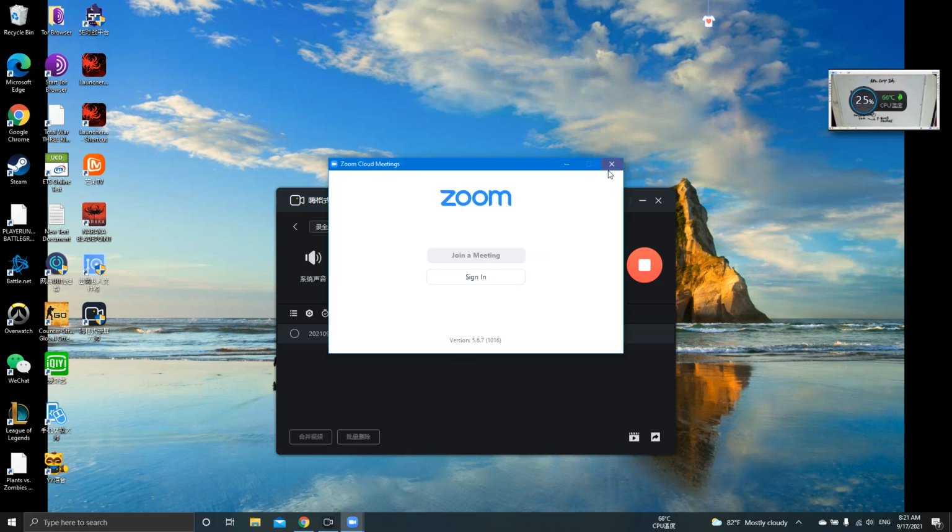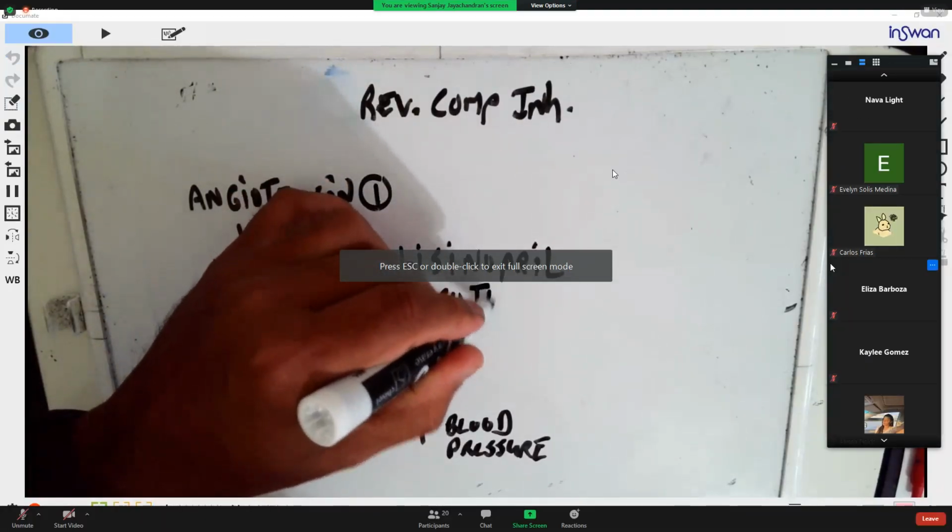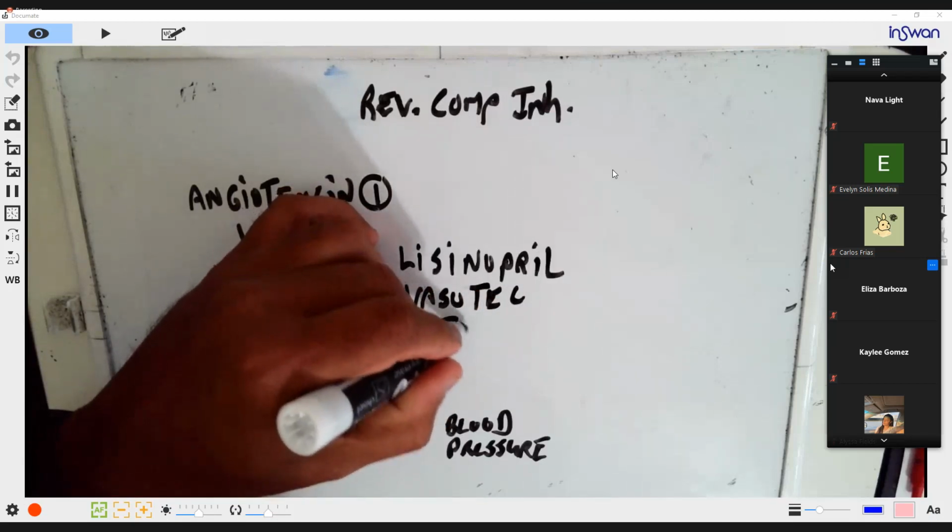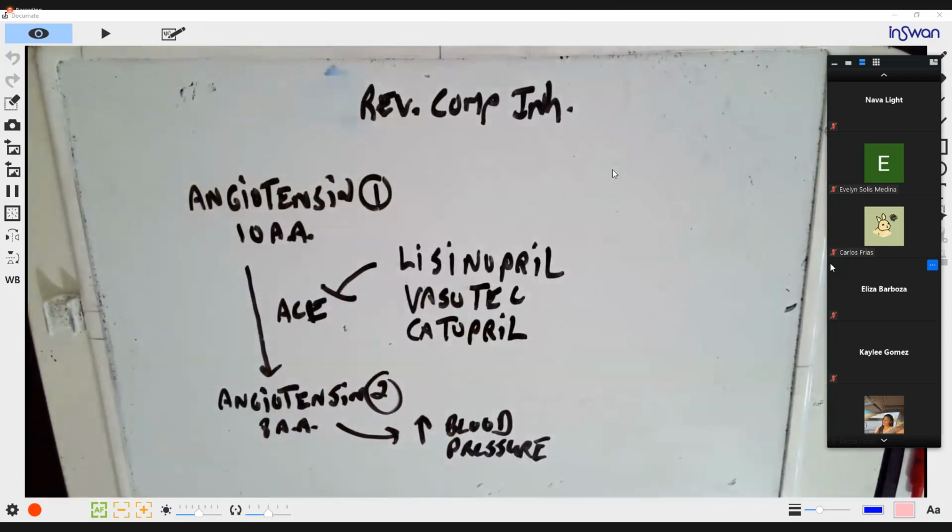Some of the best antihypertensive drugs block ACE, the so-called ACE inhibitors. I'm just giving examples of some: Lisinopril, Vasotec, Captopril. These are ACE blockers, and they lower your blood pressure, and they're reversible. After a while, blood pressure goes back up again, able to reduce it to safe levels. Any questions? We're good? Okay.